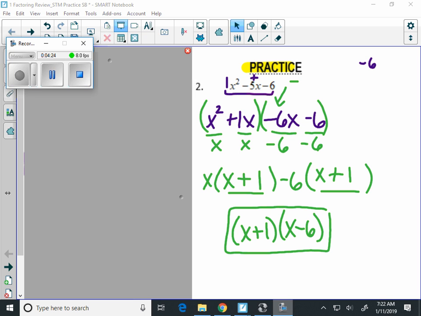Okay? There are 2 other practices if you need more help on split the middle. Check the key on Canvas and ask your teacher for help.